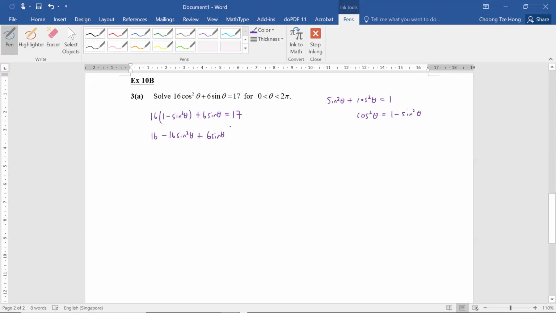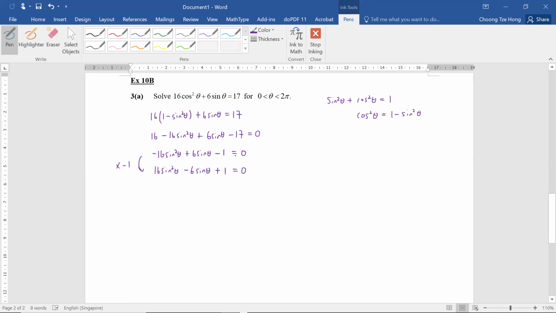If we expand out, we get this. At the same time, I'll bring the 17 to the left side. Let's simplify a bit. We get negative 16 sine square theta plus 6 sine theta minus 1 equals 0. I'm going to shift things such that the coefficient of sine square theta becomes positive, so I multiply throughout by negative 1. That gives me 16 sine square theta minus 6 sine theta plus 1 equals 0.